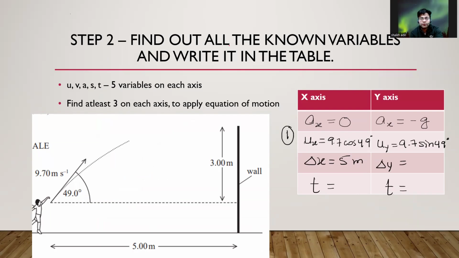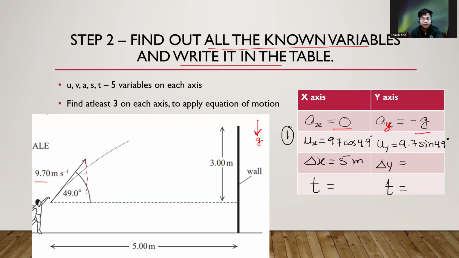Step 2 is to find out all the known variables along the x and the y axis, and we shall write them in the table. Now here, as we know, whenever a projectile is moving, its acceleration is always vertically downward and its value is g. So this means that the x component of this acceleration is 0 and the y component of this acceleration is minus 9.8. We shall also resolve the initial velocity 9.70 along the x and the y axis.